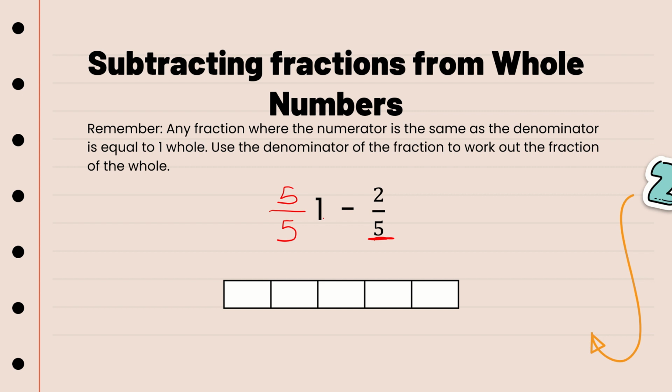We've got 5/5 here in this bar. We're going to take away 2/5. So very simply, I'm just going to cross out 2 of the segments of the fraction. And what I have left is 1, 2, 3 out of 5.